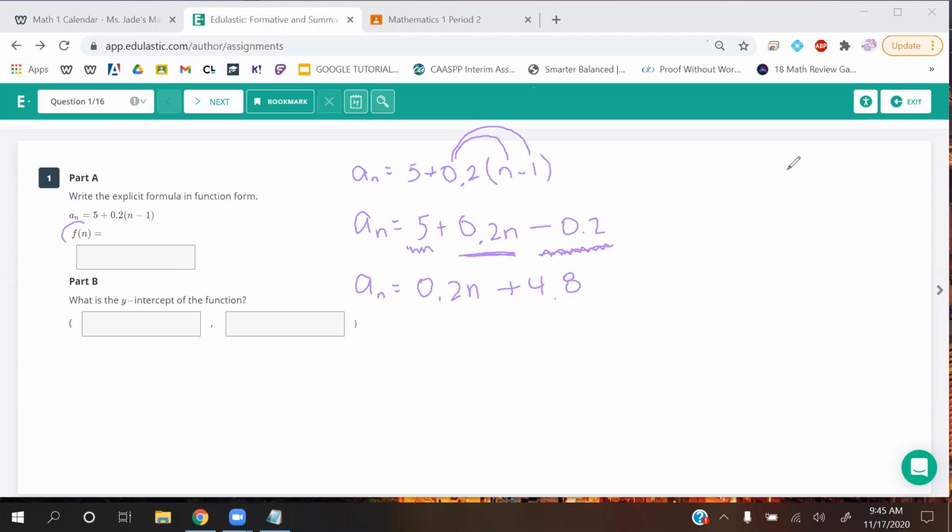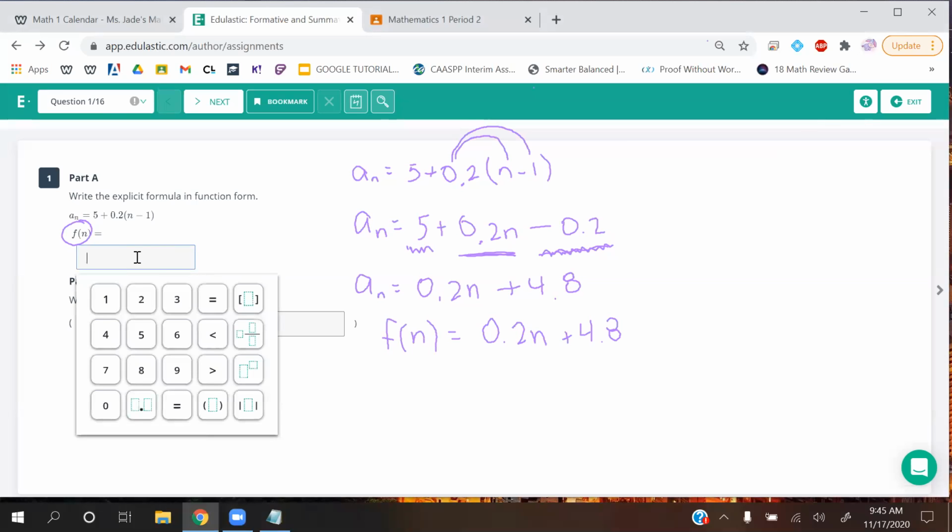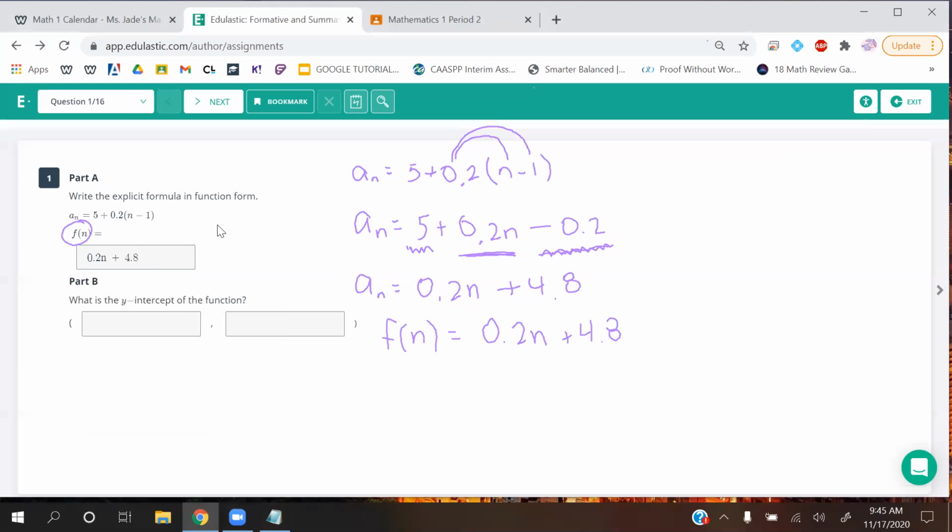Well, and of course, they want you to replace the a sub n with f of n. So instead of a sub n, it's just f of n is equal to 0.2n plus 4.8. So this is your answer, and I'm going to go type it in. They already have the f of n is equal to, so I'm just going to type 0.2n plus 4.8. There we go. So that's the first one.